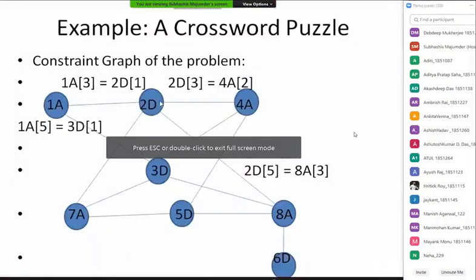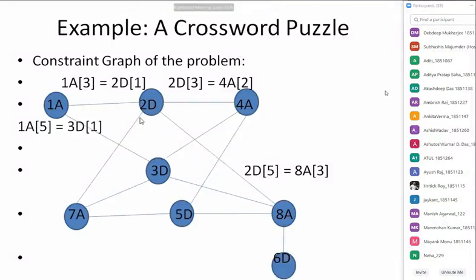Likewise, how many constraints are there? You can count the number of edges: 1, 2, 3, 4, 5, 6, 7, 8, then 9, 10, 11, 12. So you are going to have 12 constraints, and if you write the constraints, all these edges, and periodically use these constraints to solve the problem, then we will get the solution.